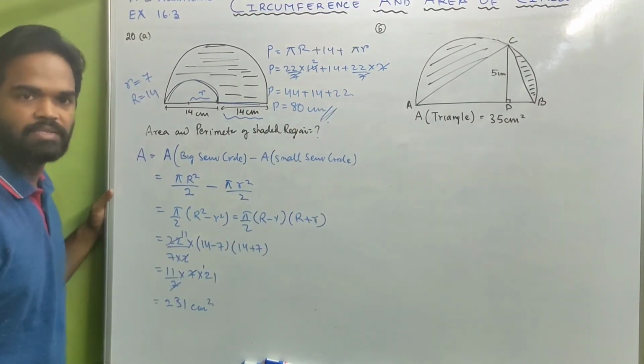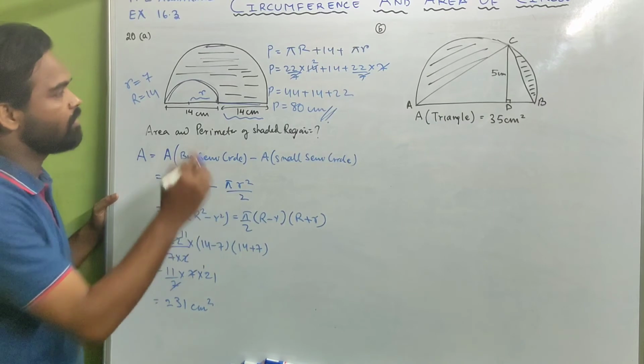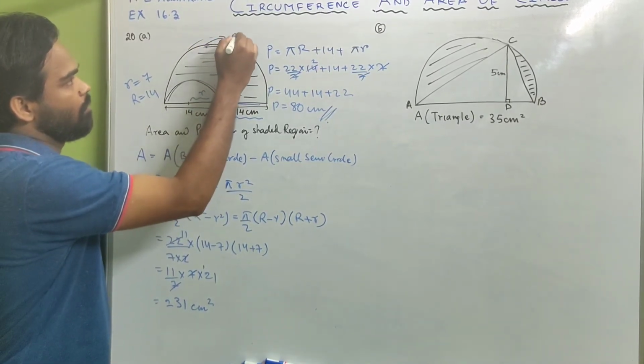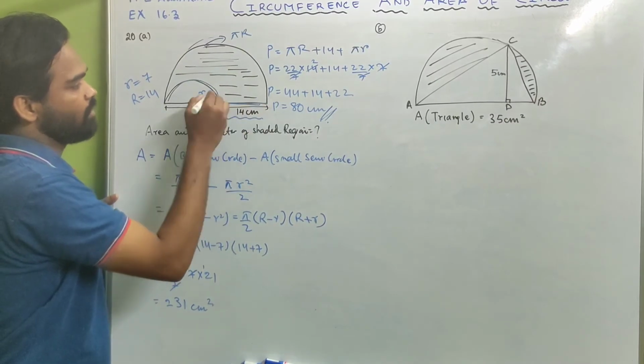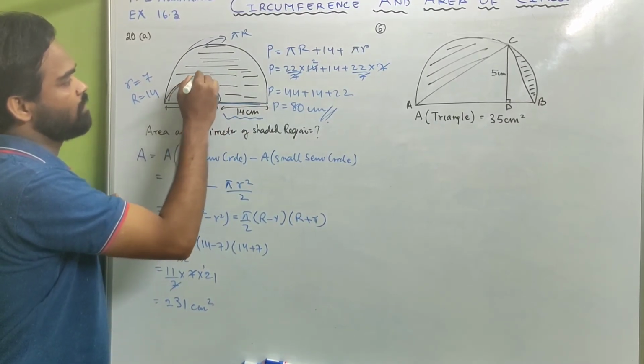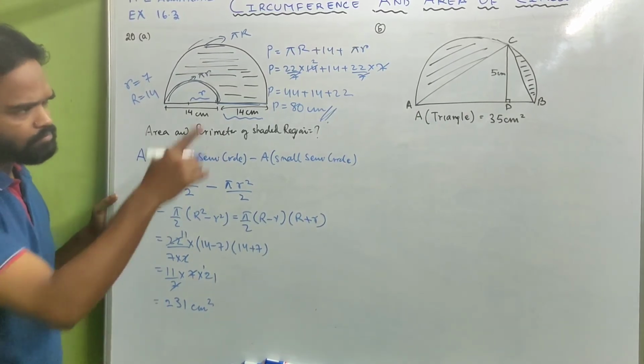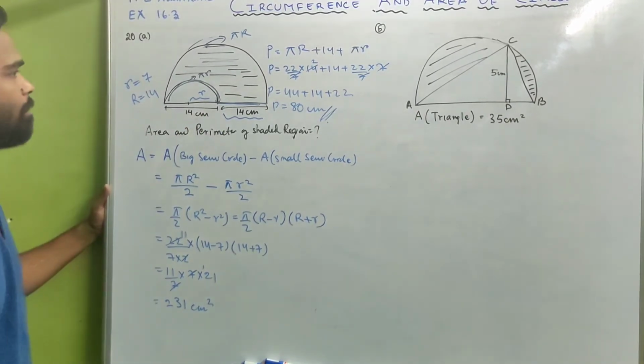Done. Very interesting. Perimeter means outer boundary. Remember, the outer boundary of the shaded portion will be this portion, which is pi R, plus 14, plus this portion, which is again pi small r. Done. Look at 20 part B.